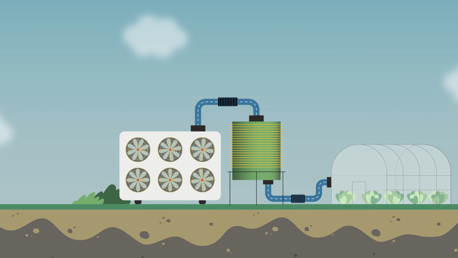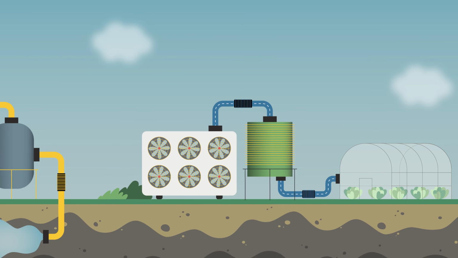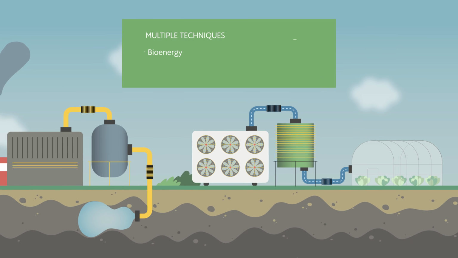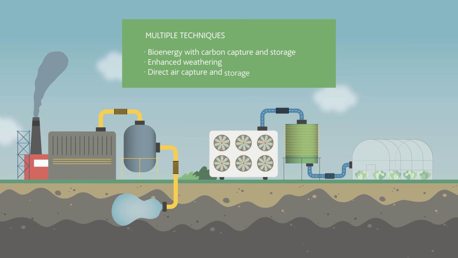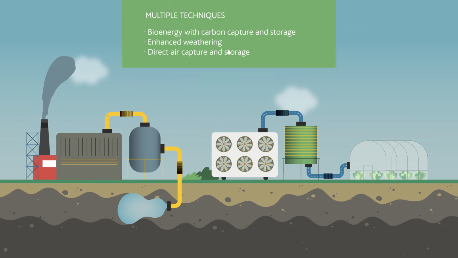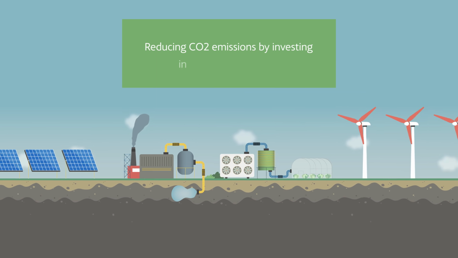There may be no single answer to the problem of how we can reduce carbon dioxide in the atmosphere. Rather, the solution consists of multiple natural and artificial techniques working together. In fact, the methods created by humanity are not developing fast enough. This leads us to believe that the first and most important step is to reduce CO2 emissions by investing in renewable energies.